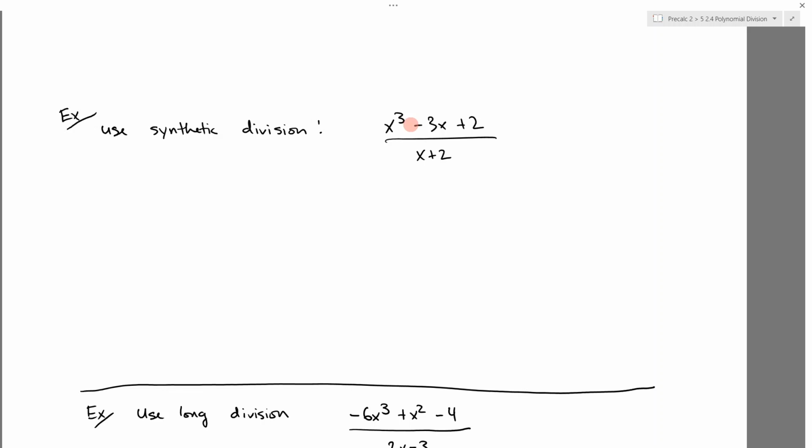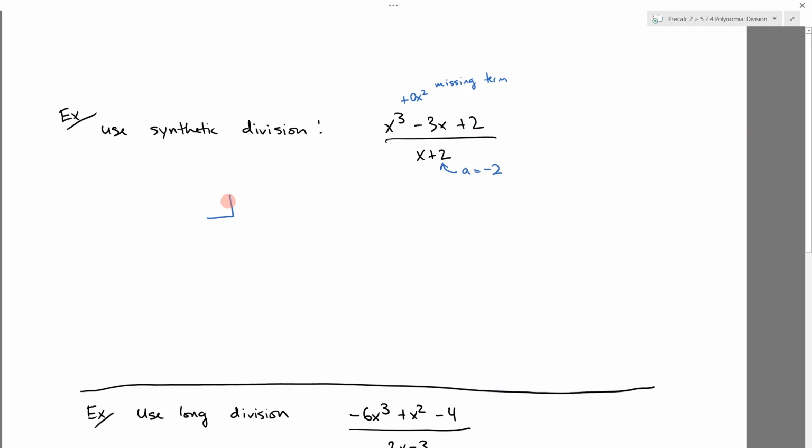Okay, so first we see the numerator is missing the x squared term. So that means that really it should be a plus 0x squared. And then we look at the thing on the bottom. So what is A? A should always be the opposite sign. So A is actually minus 2.